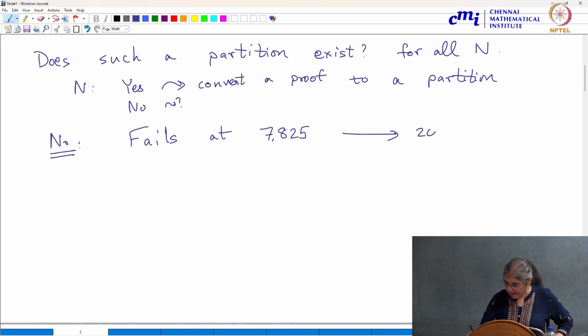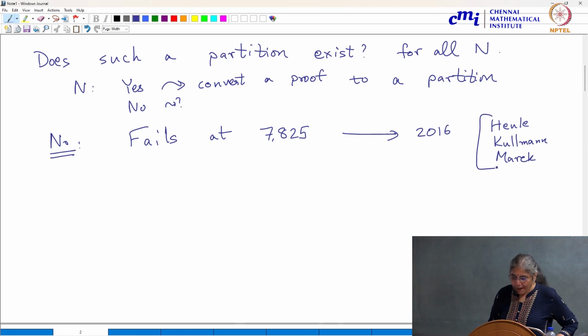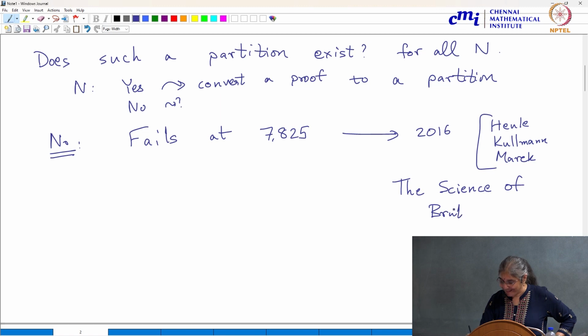So this was a result, like I said, it was from 2016 by 3 researchers, Heule, Kullmann, and Marek. And I mean, they have written a technical paper in which they describe how they proved this. But they've also written some popular science articles explaining what went behind this. And the title of one of their most well-read popular articles, which appeared in Nature, is titled "The Science of Brute Force." Now again, as they used computers. Yes.